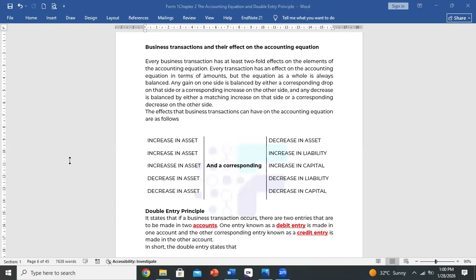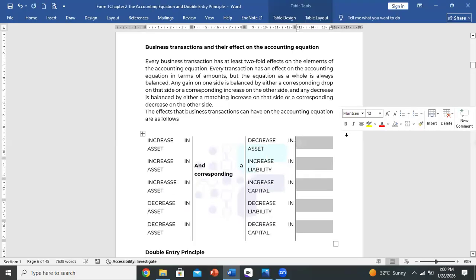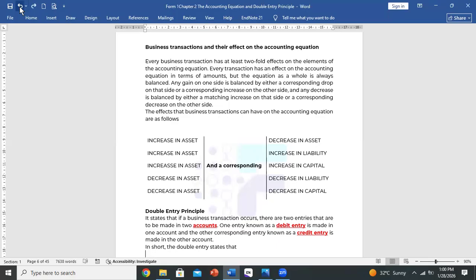I always take my students through 10 basic transactions. And trust me, if you get these 10 basic transactions, no accounting transaction should make you suffer. You'll be very much okay with it. So I will take you through these 10 basic transactions, and how each of them affects the accounting equation: the assets, liabilities, and capital.